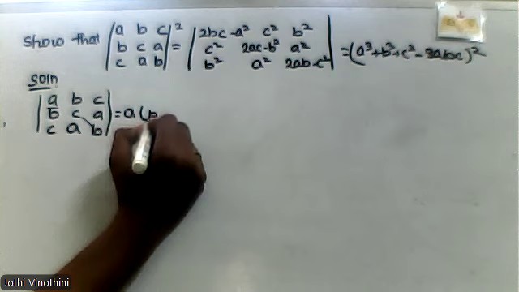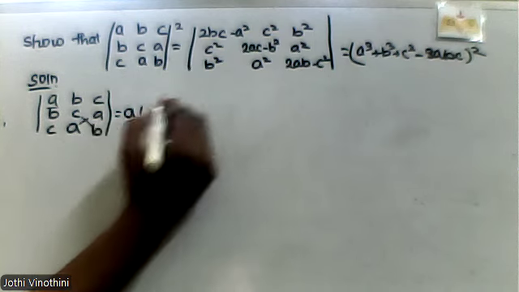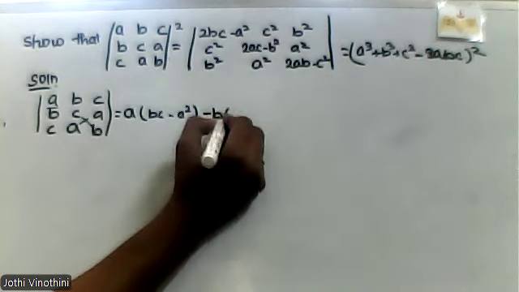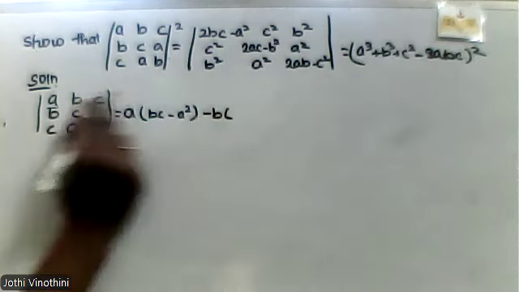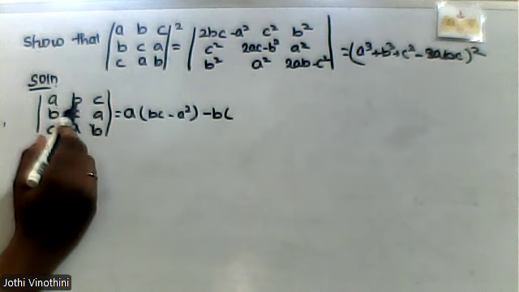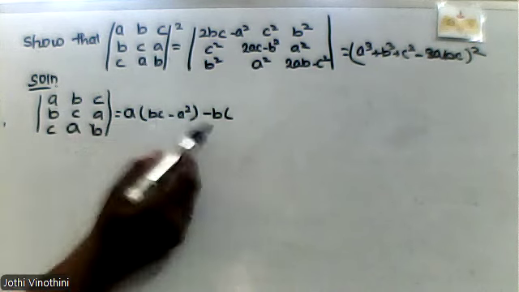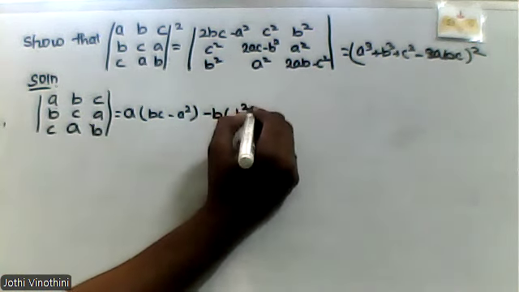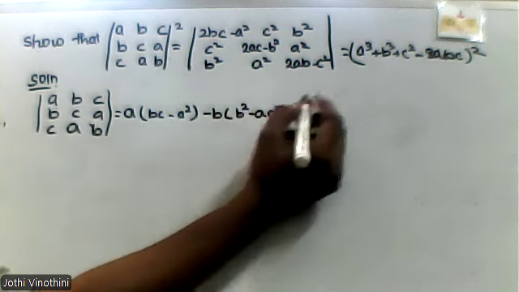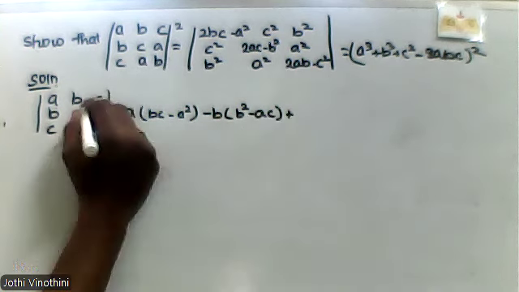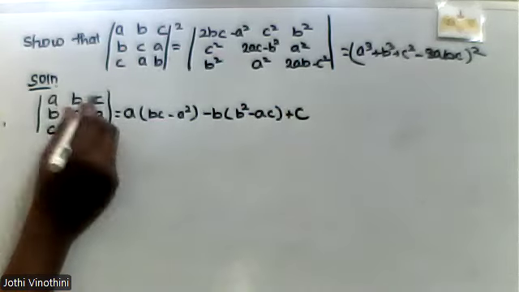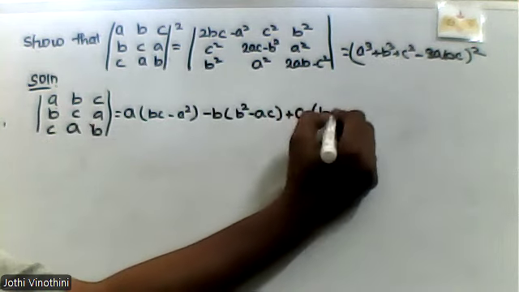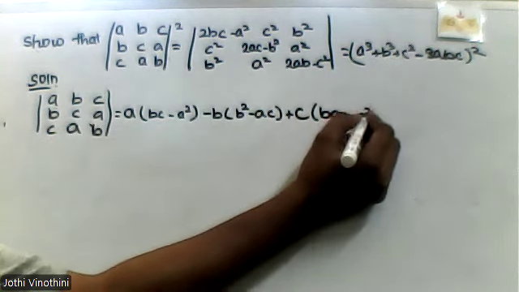So it will be BC minus this one, which will be A squared, right? And minus B multiplied by, now I am taking this element, so it will become minus b, we will leave this one, so it will become b square minus ac, and plus, while taking c we have to keep this shape and we will have these elements only, so it will be ba minus c square, right?